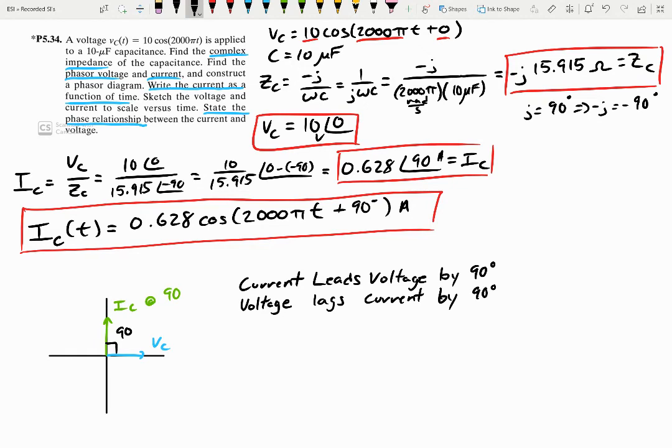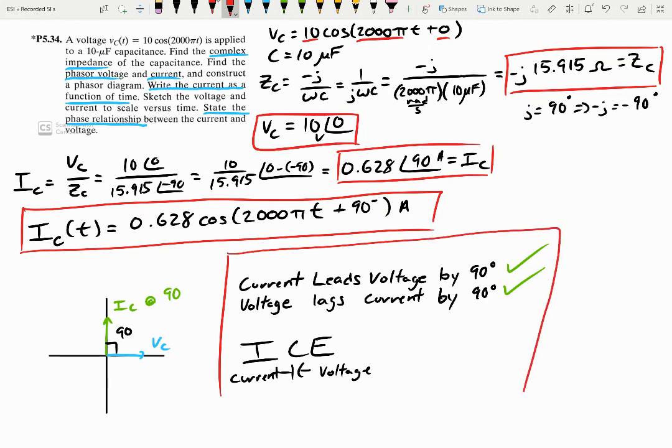That is also fine. I would check it with ELI the ICEman. So ICE, where this is the current, this is the voltage, and here is our capacitor. So this means that our current leads our voltage, what we have here, or our voltage lags our current, which is what we have here. So we are looking good.